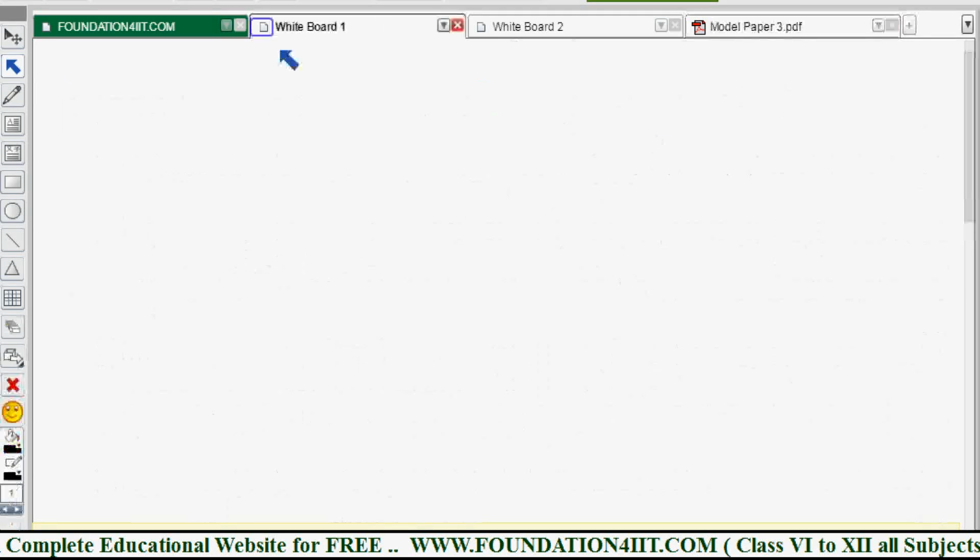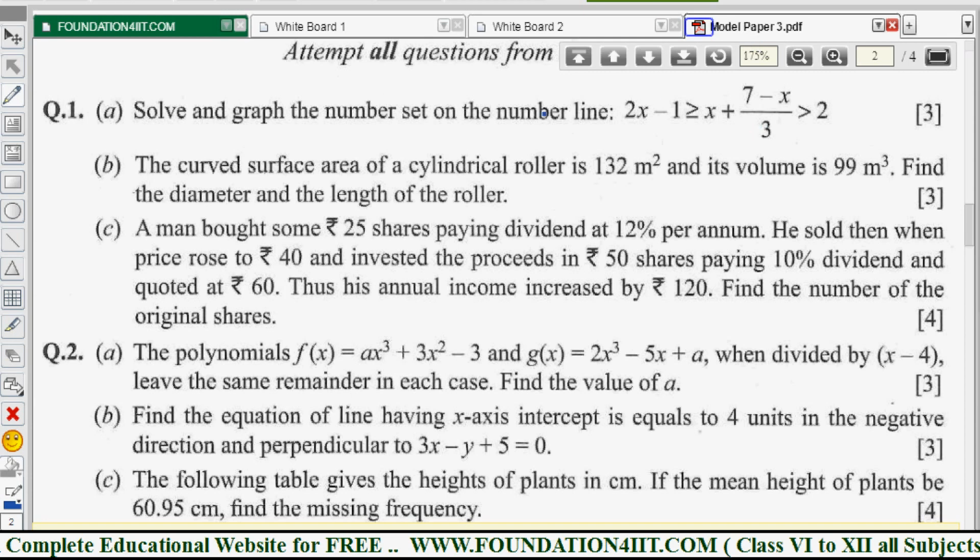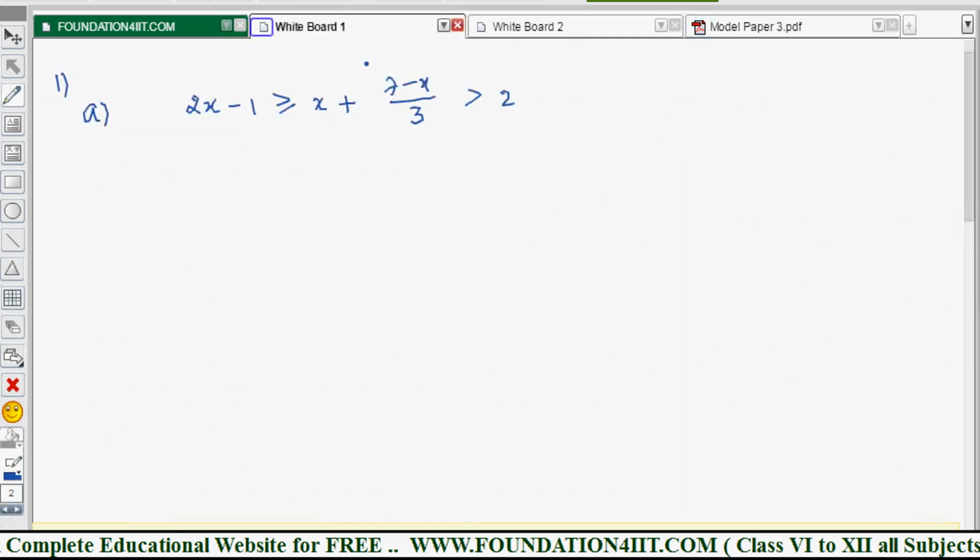Now in the first one, let us take the given inequation: 2x minus 1 is greater than or equal to x plus 7, and x plus 7 minus x by 3 is greater than 2. We can make this in two parts, taking the first two and the last two, and solve. If you take it in two ways, you can get the solution set.